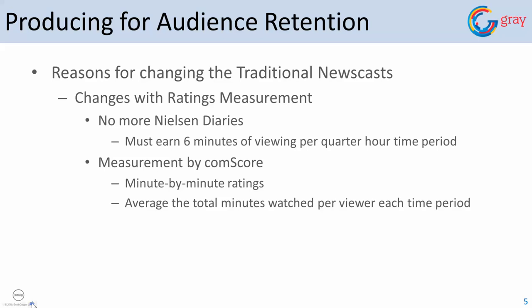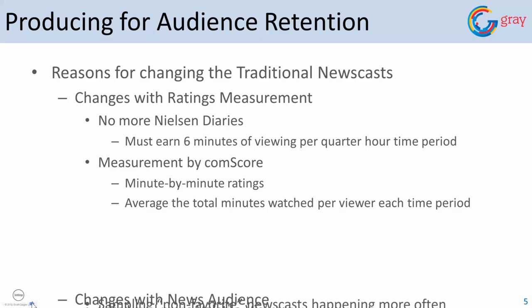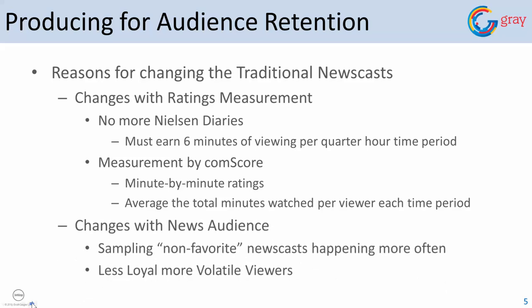ComScore's minute-by-minute ratings really demand a much higher level of detail and folks watching deeper into newscasts, because they measure things minute by minute and then go back and get an average of the entire half hour or quarter hour, whatever it is you're trying to get a rating on. So you can imagine that if you're not driving people deeper into your shows, you're not going to get very good ratings with either ComScore or Nielsen.